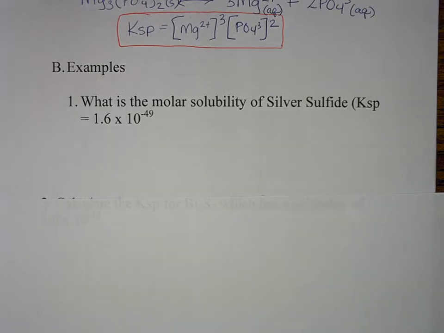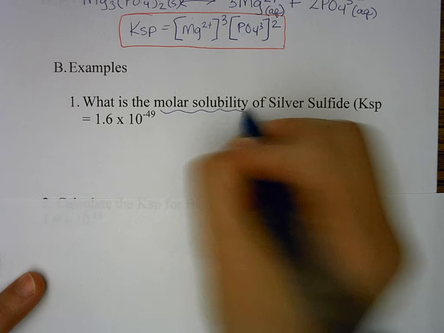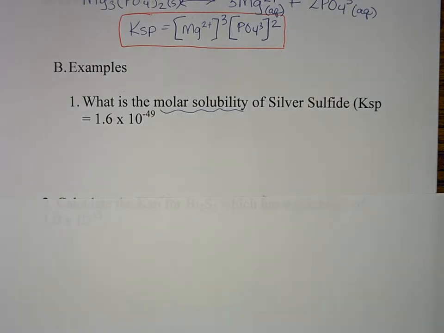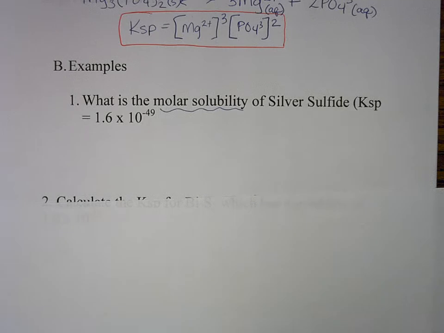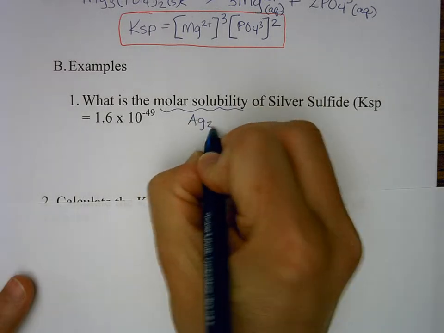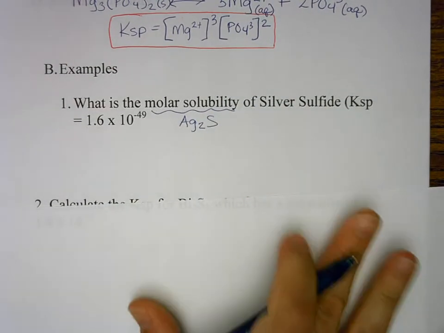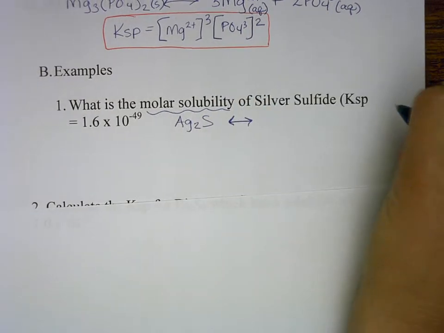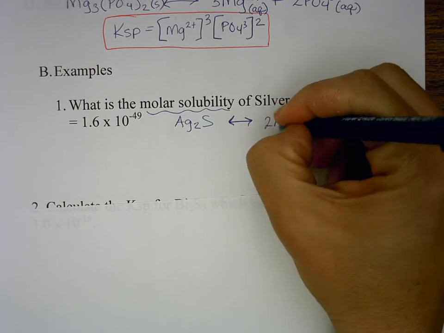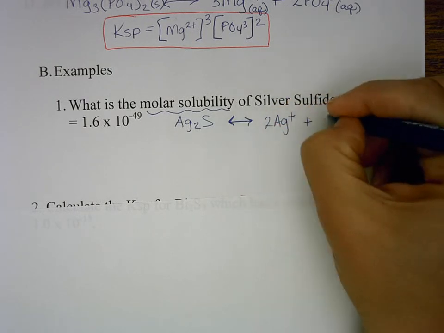When it asks you to figure out molar solubility, it's basically an ICE table question where you're solving for X. Just like how with weak acids we solved for X and it was the concentration of hydrogen ions, it's the same process. The only difference is that we're solving for the actual ions of the salt that ionizes. So if I start with silver sulfide, Ag2S, the tiny bit of that which ionizes would give me 2 silver ions and 1 sulfide ion.